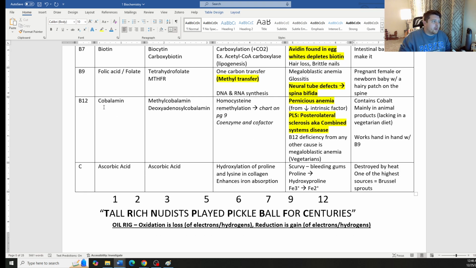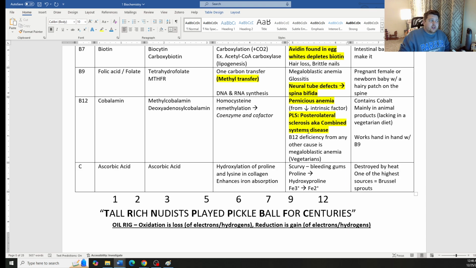B12 is our cobalamin. Methylcobalamin or deoxyadenosylcobalamin are the active forms, and it does homocysteine remethylation, which we'll talk about in the next chunk of material.